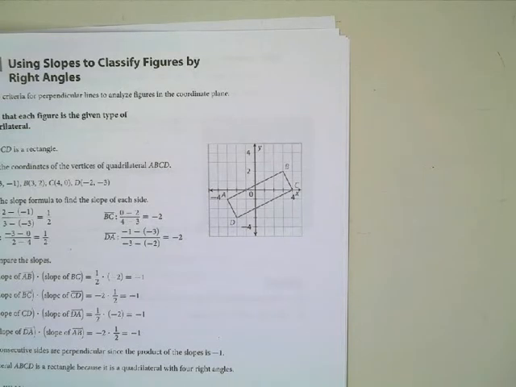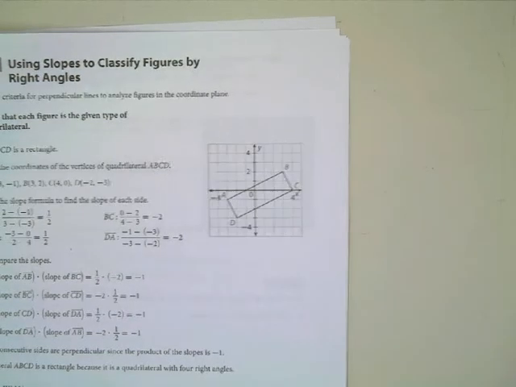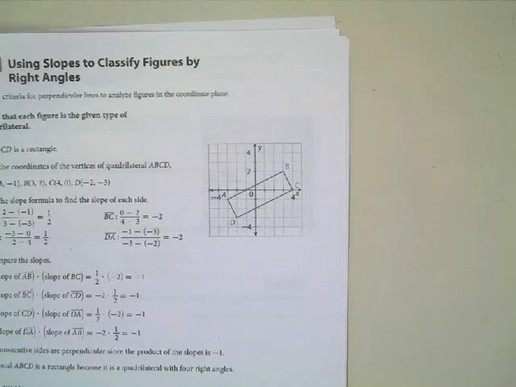Zishan, you got an idea? Two sets of parallel sides. Okay, two sets of parallel sides. If we show that we have two sets of parallel sides, what does that then make this shape? Parallelogram. Okay, so we can make it a parallelogram. That's one thing we can do. And then what else could we do to show that it also is going to be a rectangle?